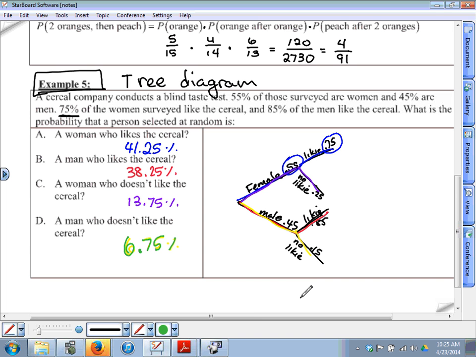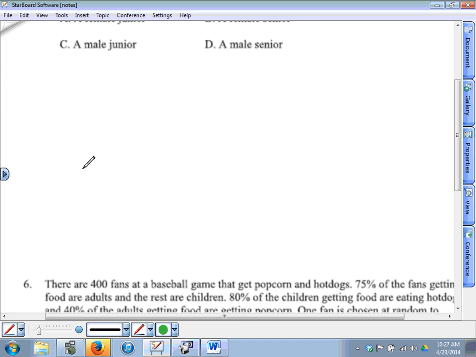So, get your worksheet out. Turn to the back. We're going to start at the back. We're going to do a few of these together. Worksheet, turn to the back. We've got to make our tree here.